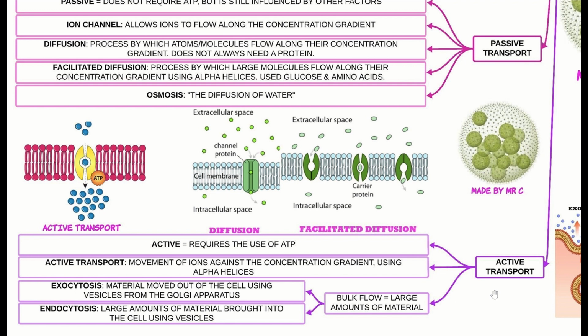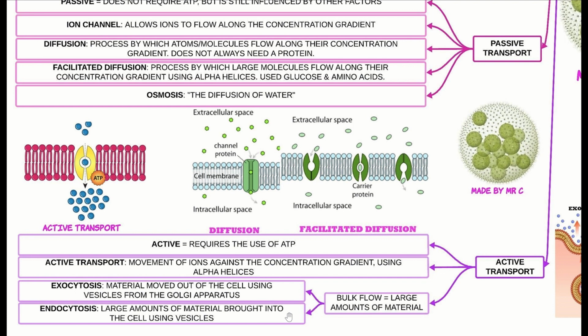Then under active transport, we've got something called bulk flow, in which we've got large amounts of material moving. We have exocytosis, in which a large amount of material is moved out of the cell using vesicles from the Golgi apparatus. Then we have endocytosis, where a large amount of material is brought into the cell, and again it creates a vesicle that's taken off to a lysosome.